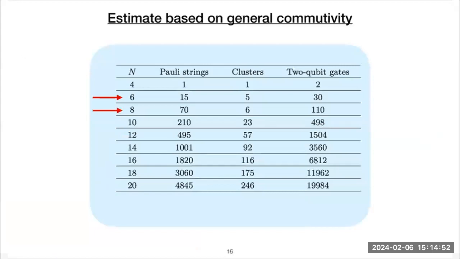Using these methods, we found that for different values of n, we need this number of 2-qubit gates. For n equal to 4, we need 2. For 6, we need 30. For 8, 110. And if we want to go to n of 20 fermions, we need 20,000 gates. Right now, the state of the art is around 300, so we are somewhere between n equal to 8 and n equal to 10. But this is always going to increase. So maybe in the future, we'll be able to do n equal to 16, n equal to 20, and so on.